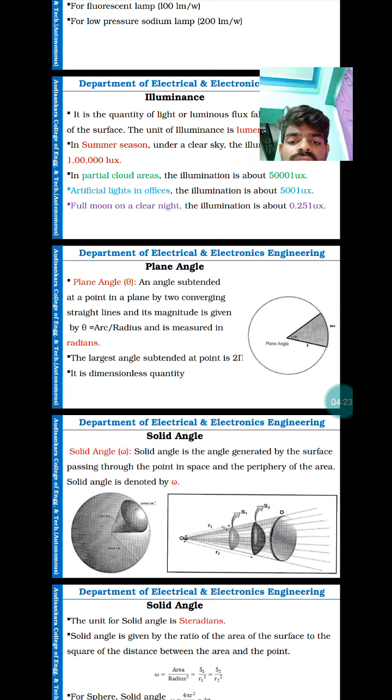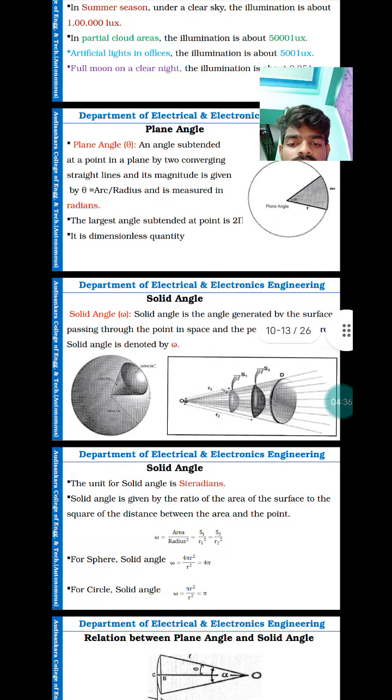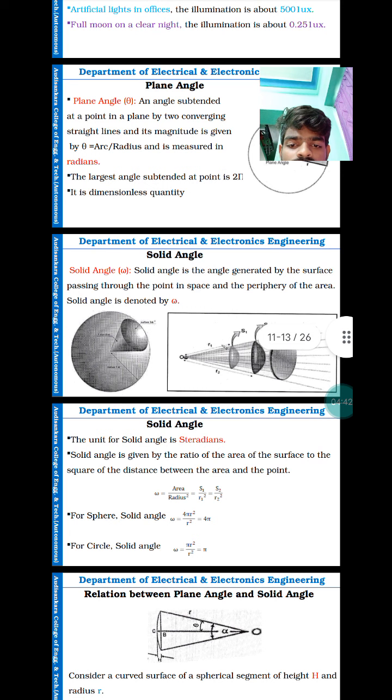Next topic, solid angle. Solid angle is the angle generated by the surface passing through the point in space and the periphery of the area. Solid angle is denoted by omega. The unit for solid angle is steradians. Solid angle is given by the ratio of the area of the surface to the square of the distance between the area and the point. Omega is equal to area per radius square.